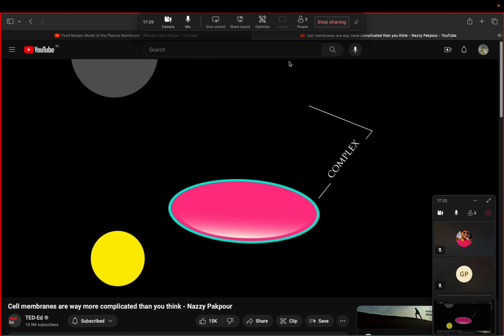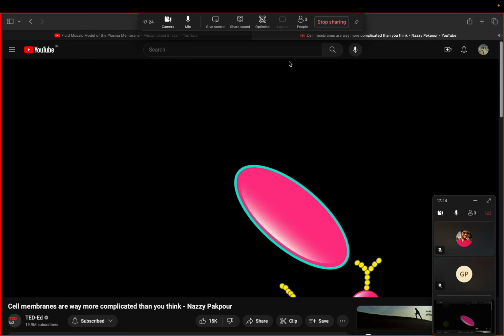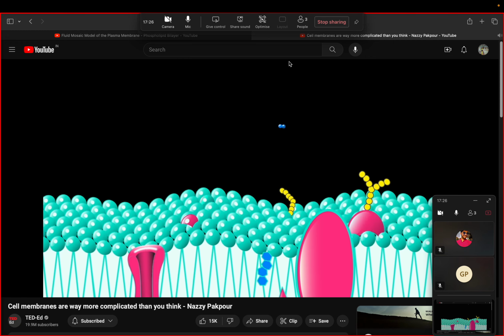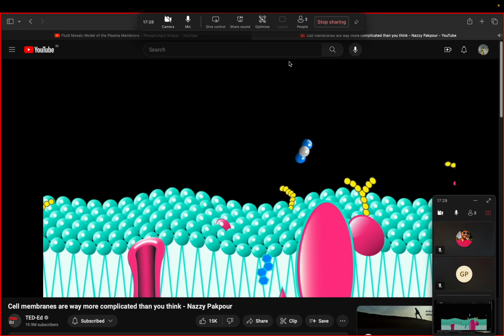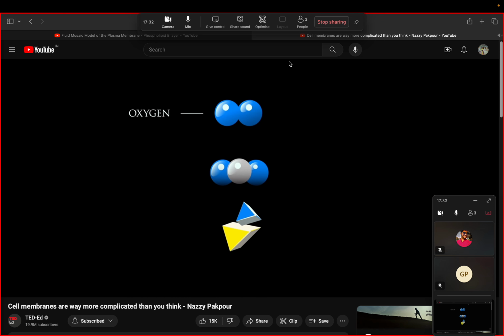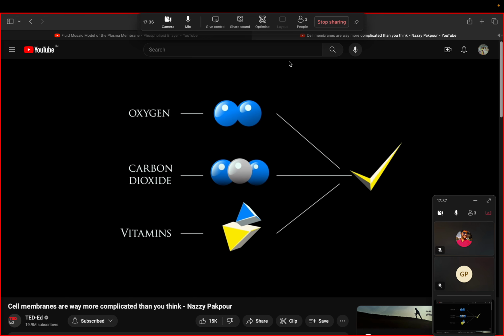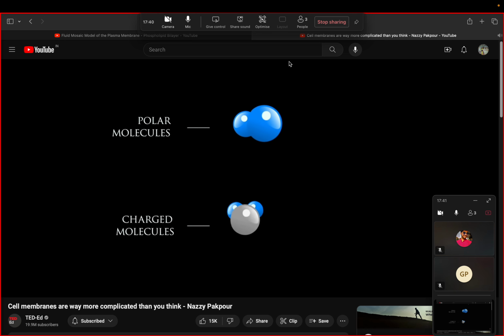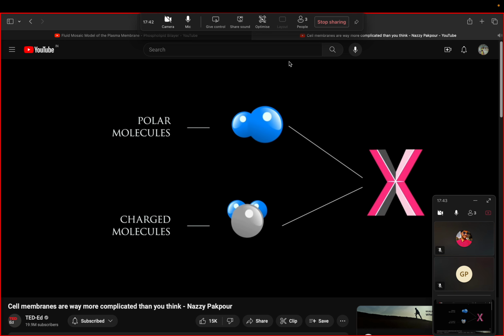The most complex components of the fluid mosaic are proteins. One of their key jobs is to make sure that the right molecules get in and out of the cell. Non-polar molecules like oxygen, carbon dioxide, and certain vitamins can cross the phospholipid bilayer easily. But polar and charged molecules can't make it through the fatty inner layer.